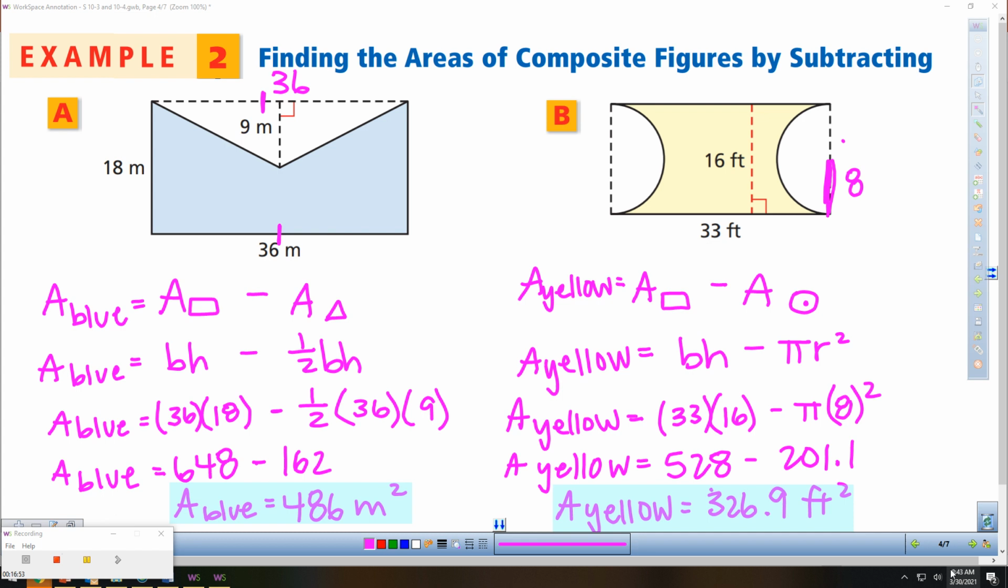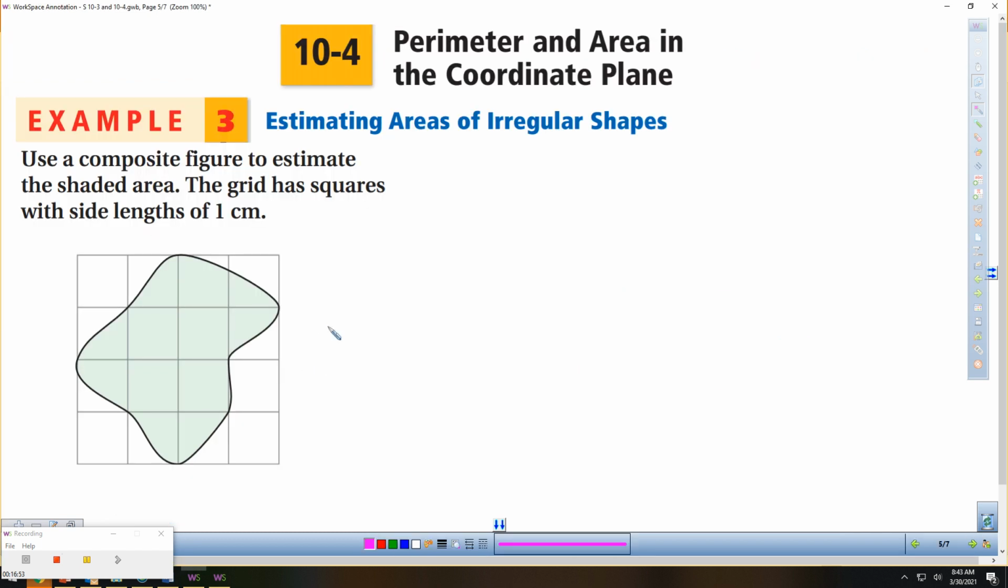Alright, now we're going to do something even easier. We're going to estimate our area. So, with estimations, your answer might be a little bit different than mine depending on how you count these. Okay? So, there's a few different ways you can solve for this. You can cut it up into different figures. So I could cut it up into a triangle here, an estimated triangle.